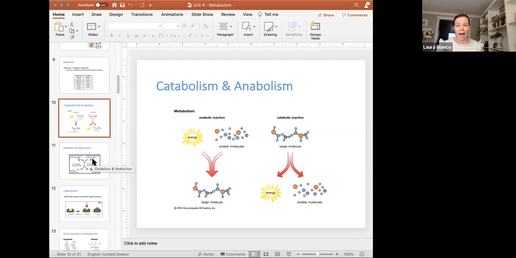So what's generally happening in the digestive tract is catabolism, where you're breaking those nutrients that you've just ingested down into their smaller components so that they can then be absorbed. And then once they get absorbed, your body can use them in various ways.